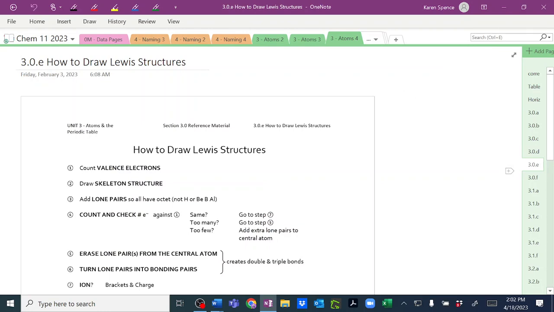Let's see if page 5 has anything useful. Oh, that's just how to draw Lewis structures. So if you've forgotten how, pages 5 and 6 walk you through the steps of how to draw Lewis structures. Is that good? Okay, that's it. That's all that's on your test.